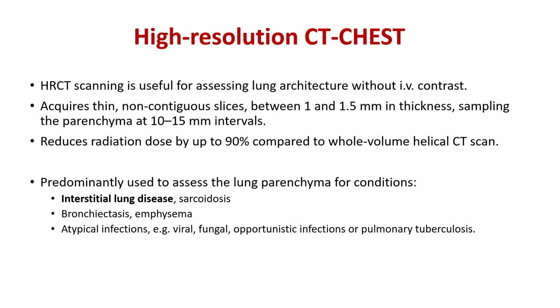So when do you do this kind of a scan? It is predominantly done for interstitial lung diseases, for delineation of the architecture of the lung, sarcoidosis, bronchiectasis, emphysema, and atypical infections. Why have atypical infections been kept here? Because atypical infections also proceed starting from the interstitium. Pathophysiologically, they involve the interstitium more. So again, it's all coming down to the interstitium.